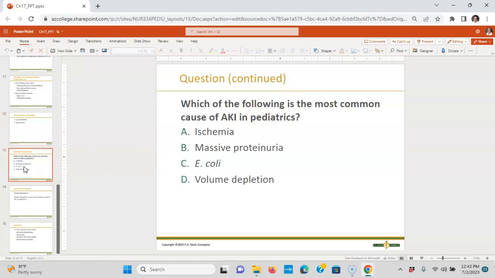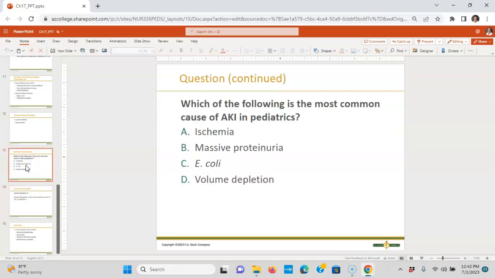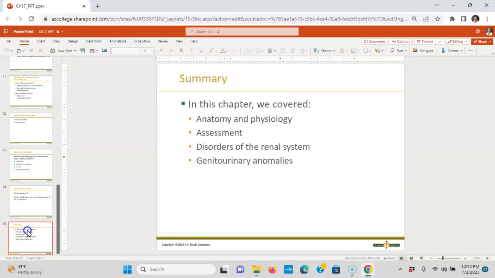What's the most common finding in AKI? Acute kidney injury, volume depletion. Acute kidney injury, volume depletion. All right, so there you go, the renal system and all the abnormalities.